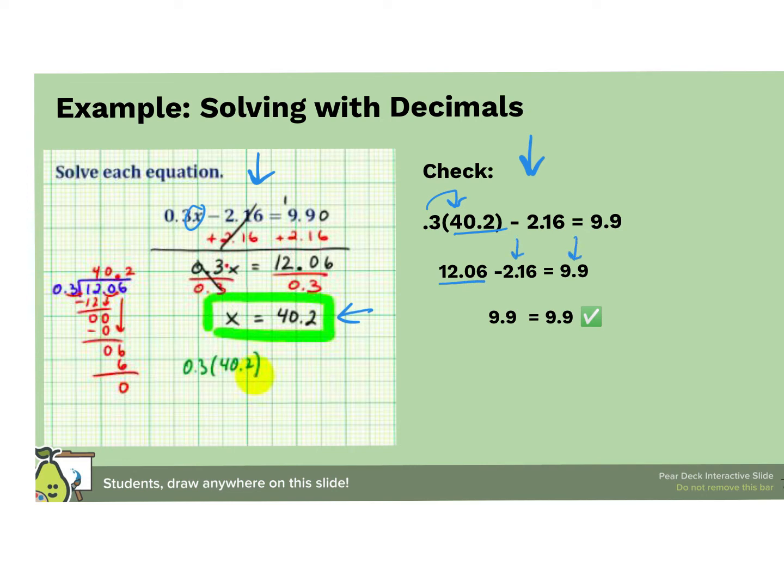It's the same. Now I just do the subtraction, and you can definitely use a calculator for this. It'll go faster. And you're going to get 9 and 9/10 equals 9 and 9/10.